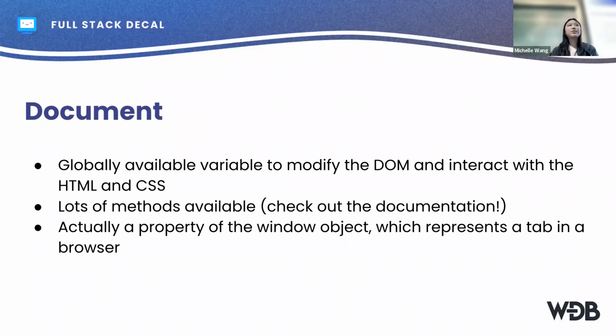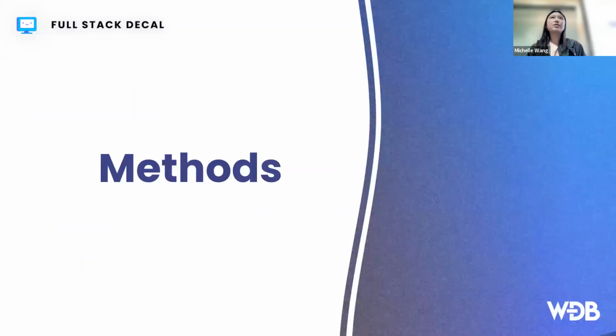We won't get into this too much in the course, but the document is actually a property of the window object, which represents a tab in the browser. That window object has a bunch of information about the size of the browser and stuff like that. But what we're concerned about is the DOM, because that's what we're actually going to be editing. So now we can get into the methods that we use to actually select things and modify things.